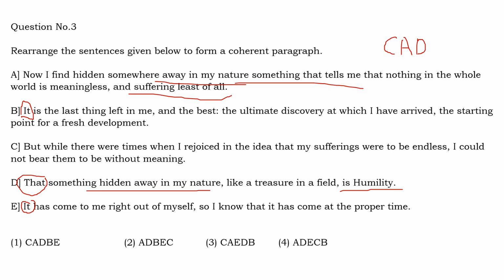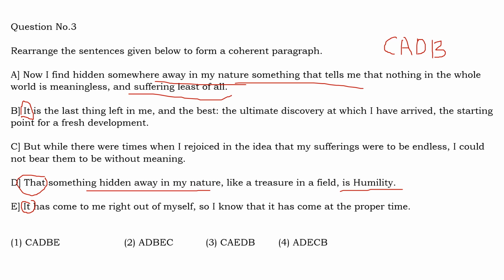So he has understood what is happening in his nature, or what is there in his nature, that told him that suffering is not meaningless. That is his humility, and it is the last thing left in me and the best thing, and that is going to give me a fresh start. So here he is further qualifying the humility. So definitely it will be a B, CADB. Then "it has come to me right out of myself, so I know it has come at the proper time."